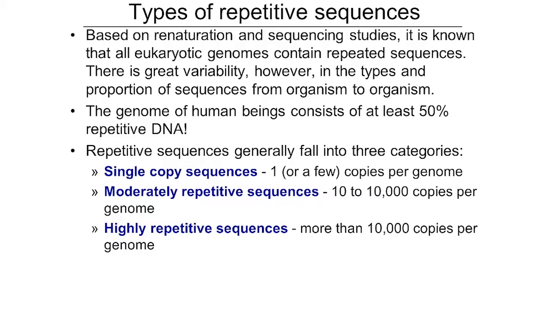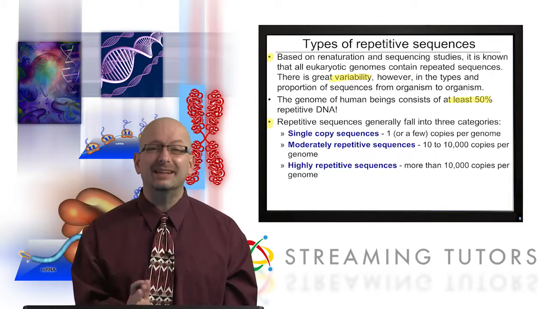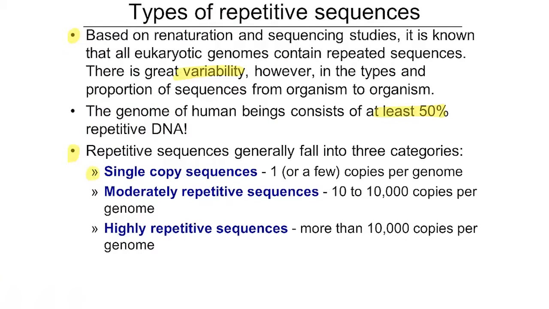Let's go ahead and talk about the types of repetitive sequences. Based on the renaturation and sequencing studies as well, it's known that there are definitely repeated sequences in eukaryotic genomes. I know there's variability, but in humans, it looks like at least half the genome consists of repetitive DNA, 50% or more. Now, as we just said, repetitive sequences fall into 3 categories, but let's be a little more specific. Single copy sequences tend to be 1 copy per genome. Sometimes there are a few, but the idea is a very small amount. Moderately repetitive sequences, it's a little arbitrary, but they're present in 10 to 10,000 copies per genome. And the highly repetitive ones, more than 10,000 copies. Sometimes it can be in the millions.